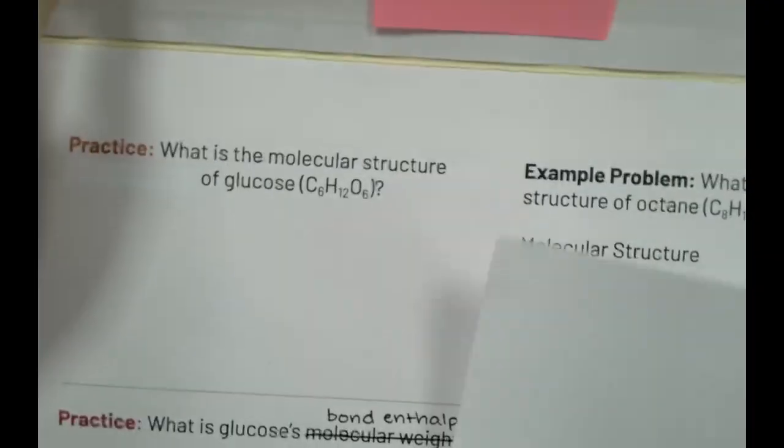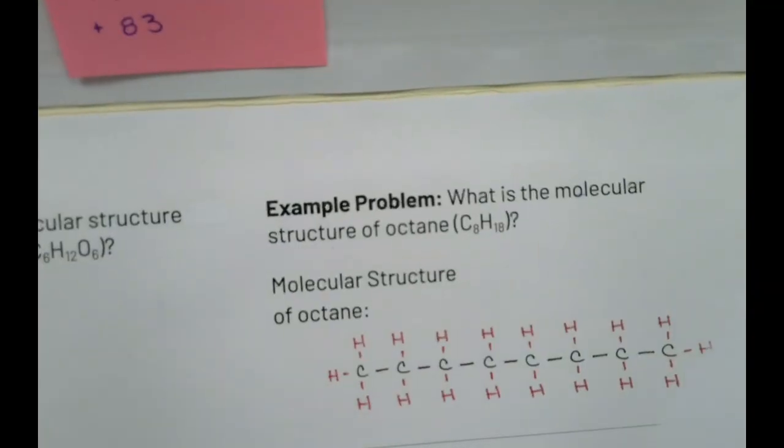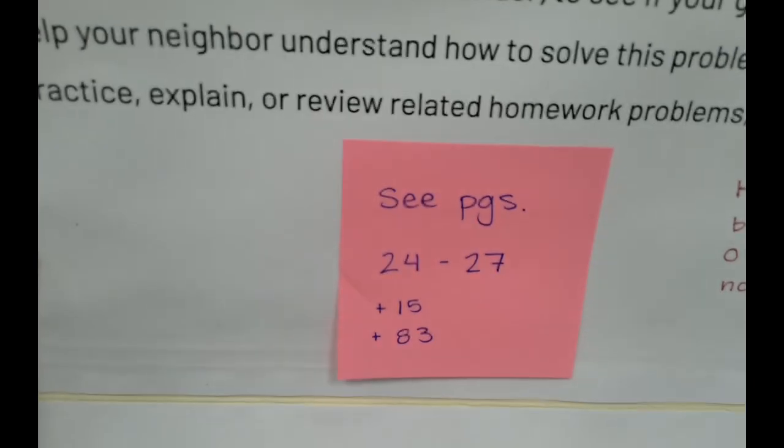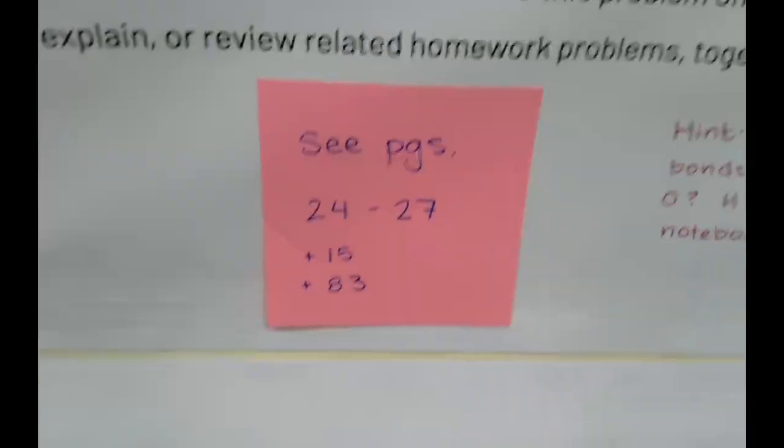All right, what's next? Let's see. What about the molecular structure of glucose? We haven't talked about that in a while. So you can predict molecular structures. I suggest going back to pages 24 to 27 to remember how that works. And then from there, once you know the structure, you can figure out the bond enthalpy. So let's do this now. The molecular structure of glucose.